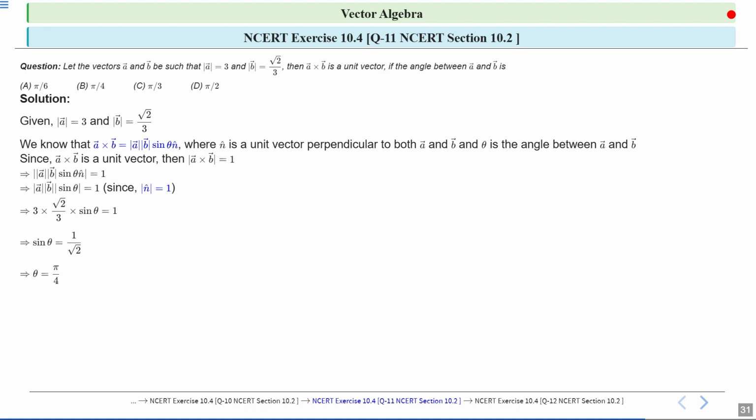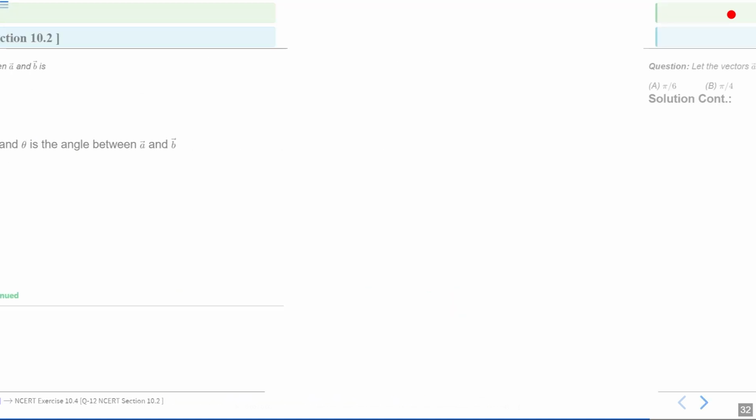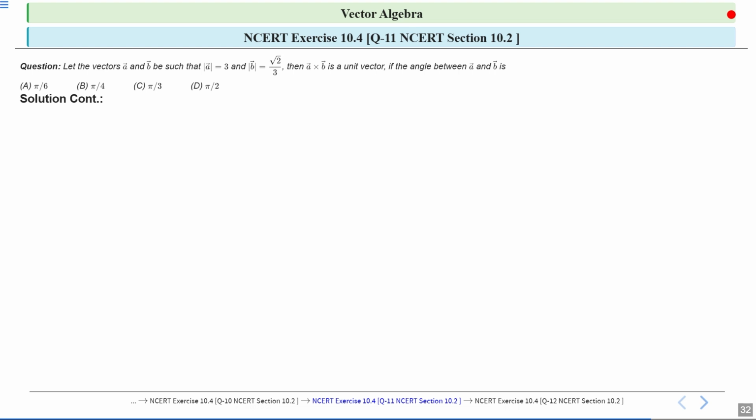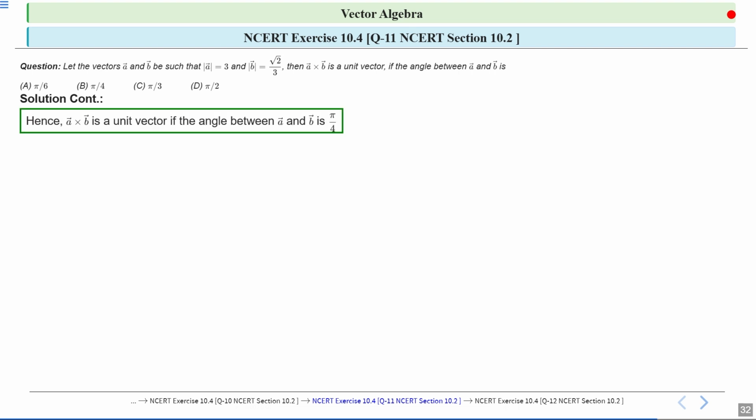So theta will be equal to pi by 4. Hence we can say that a vector cross b vector is a unit vector if the angle between a vector and b vector is pi by 4. So option B is the correct answer. Hence the correct answer is option B. Let's move to the next part.